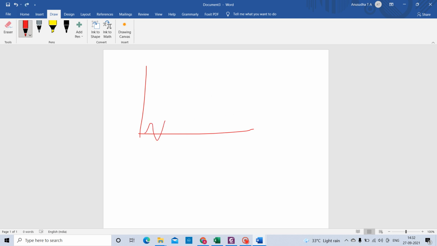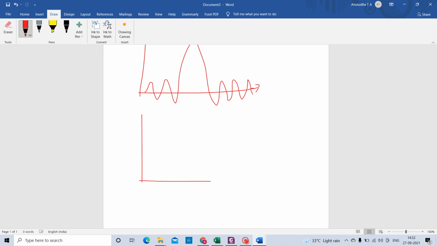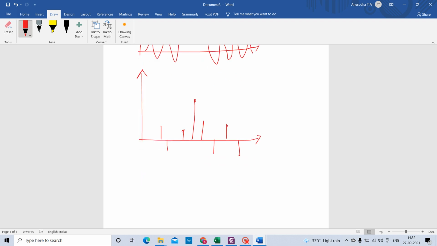So, the sinc function. Now I am converting this continuous time signal to a discrete time signal, or we can also call this the frequency spectrum. So I will get the frequency spectrum like this. See here, this is the frequency spectrum.